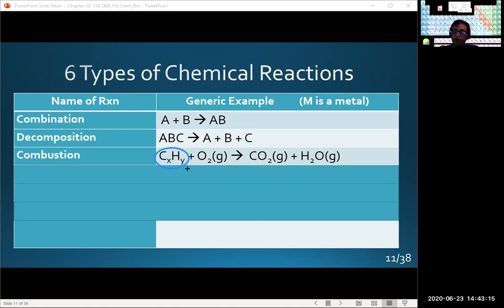The X and the Y, the subscripts, are numbers. The smallest X can be is 1, and the smallest Y can be is 4. Okay. These are carbons, what we call hydrocarbons, and gasoline is a hydrocarbon. It's compounds made up of nothing but carbon and hydrogen.